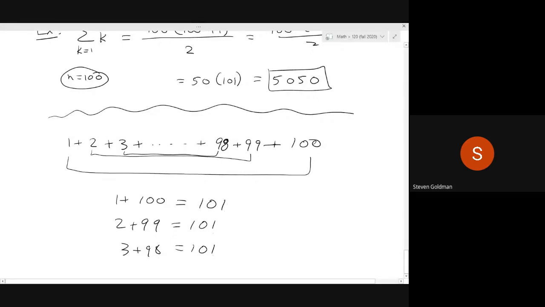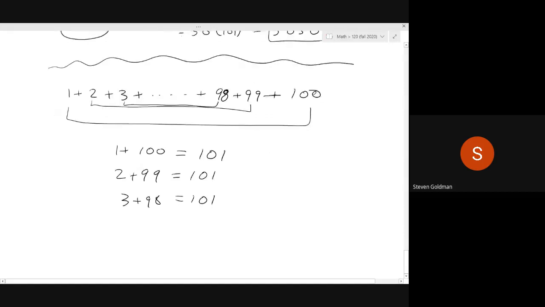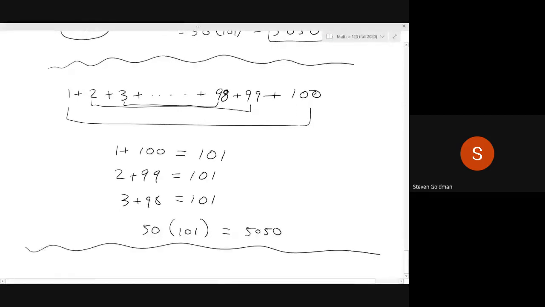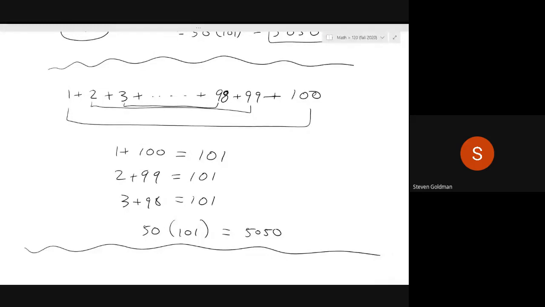So once you realize that, you just have to ask yourself, how many pairs of 101, how many 101s do I have? Well, if I've got the numbers 1 through 100, I'm going to have 50 of them. So it's just 50 times 101, which is 5,050. And that's basically how we did it.